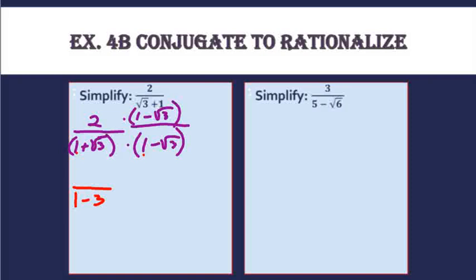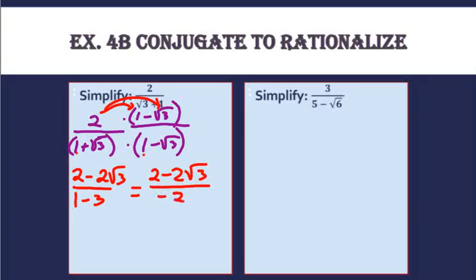And in the numerator, I just distribute. So this is 2 times 1, minus 2 times the negative square root of 3, so that would be a negative 2 square root of 3. To simplify this, I end up with 2 minus 2 square root of 3 over a negative 2 in the denominator. Now if we look at that part, we can simplify this.